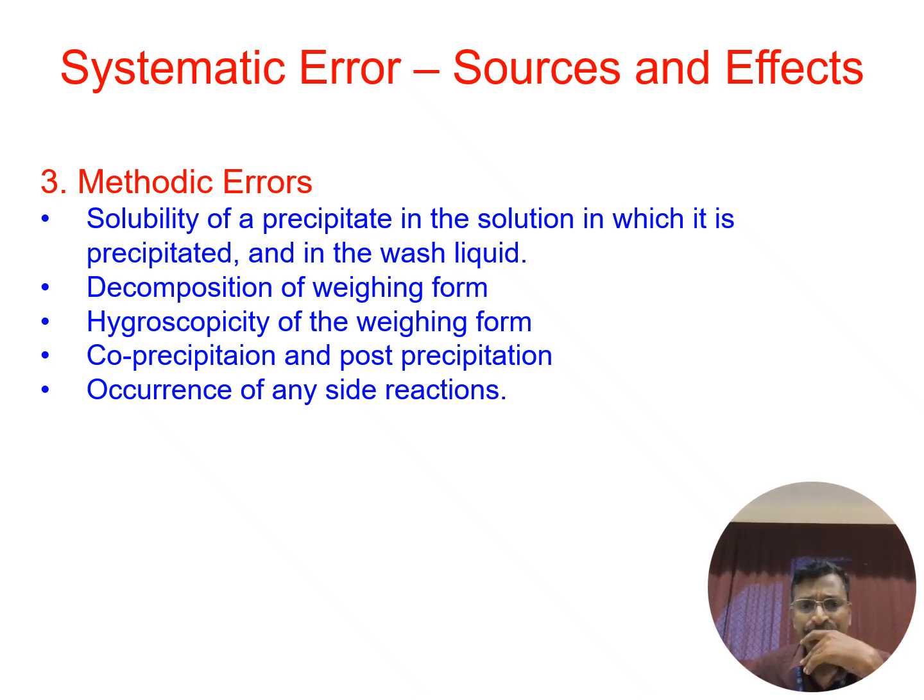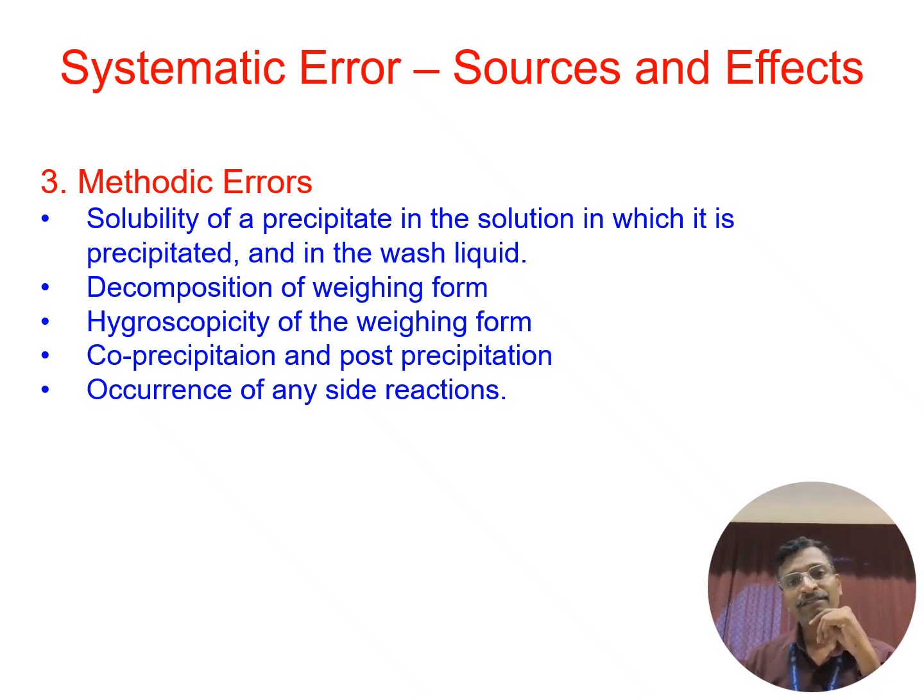Some examples are given here. Solubility of a precipitate in the solution in which it is prepared. Sometimes it's quite common. If you are isolating the substance, some solubility may still be found after isolation. So solubility of a precipitate in the solution in which it is precipitated is the biggest challenge to isolate. This kind of method will be reworked and communicated to the production team.